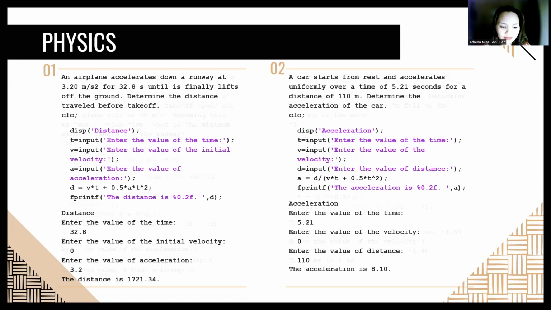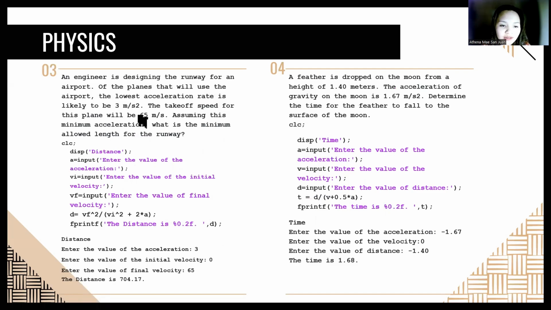So next, an engineer is designing the runway for an airport. Assuming this minimum acceleration, what is the minimum allowed length for the runway? Input the acceleration, the initial velocity, the value of final velocity, and this is the formula. So the answer for the distance is 704.17.